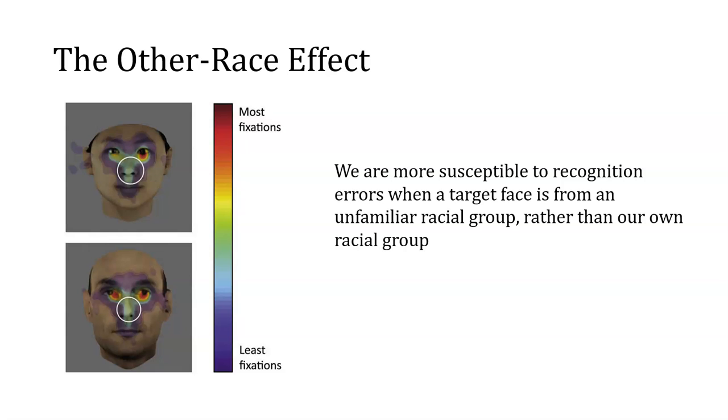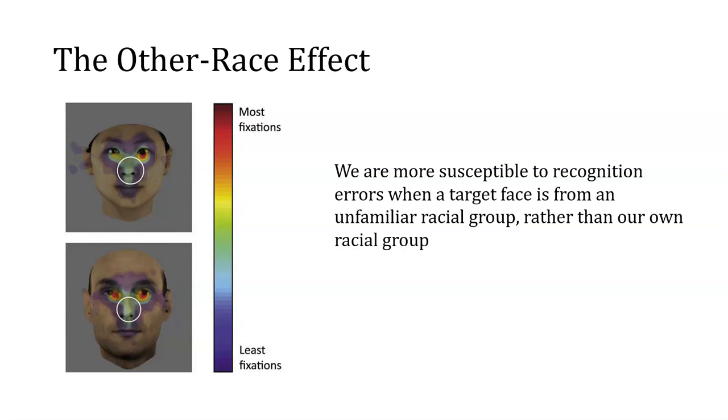Our face recognition ability is even more prone to error when we have to recognize faces of another racial group. This effect is known as the other race effect, that we're more susceptible to recognition errors when the target face is from an unfamiliar racial group, rather than our own racial group.